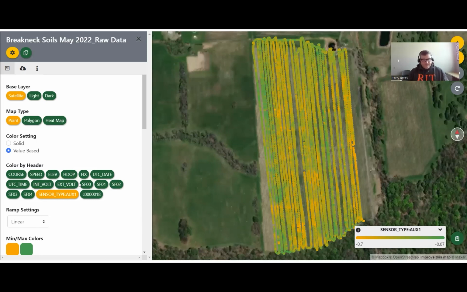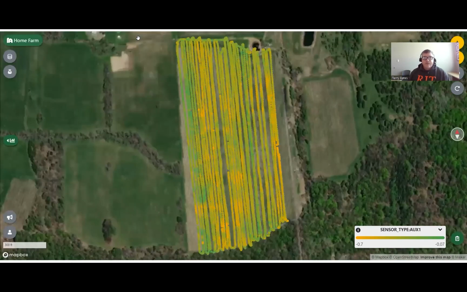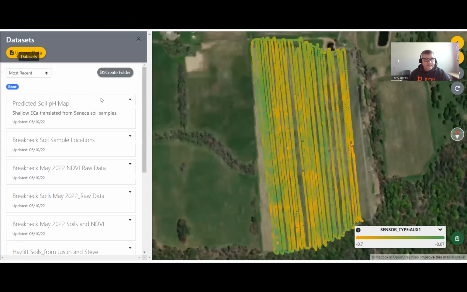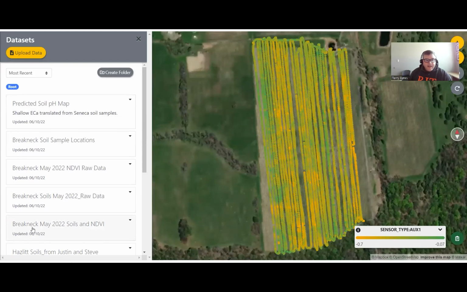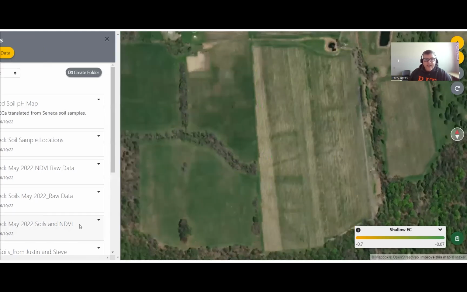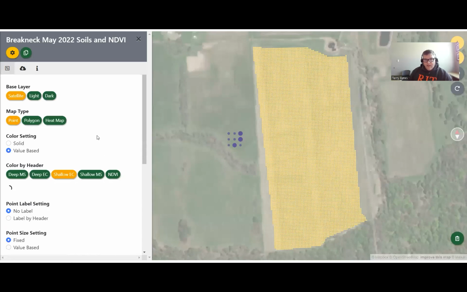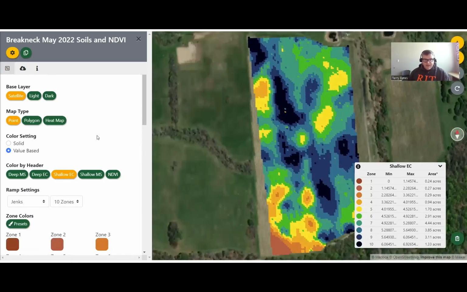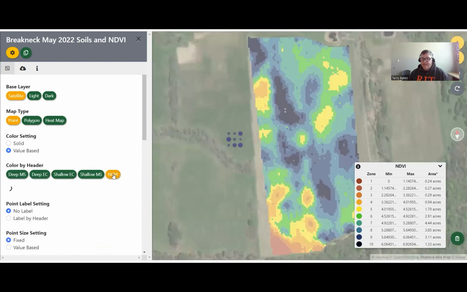Okay, so I just went through the process of processing the data like we did in the earlier tutorial and came up with interpolated maps. And then I joined all those interpolated maps and re-uploaded them into my EV. That is under Breakneck May 2022 soils and NDVI. So all of these are interpolated maps and they've been joined, so they're all in one data file. And we have deep MS, DPC, shallow EC, shallow MS, and NDVI.